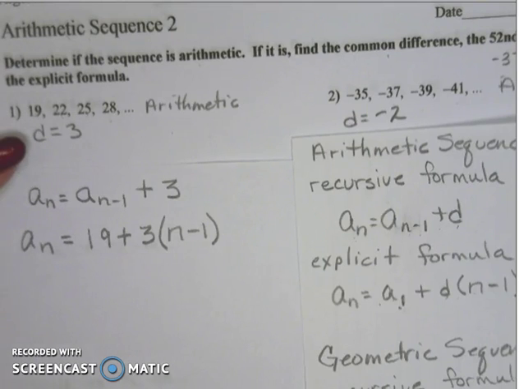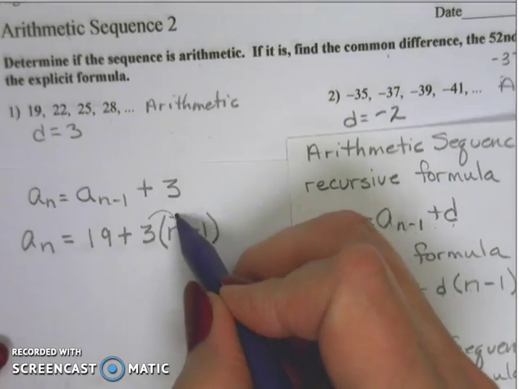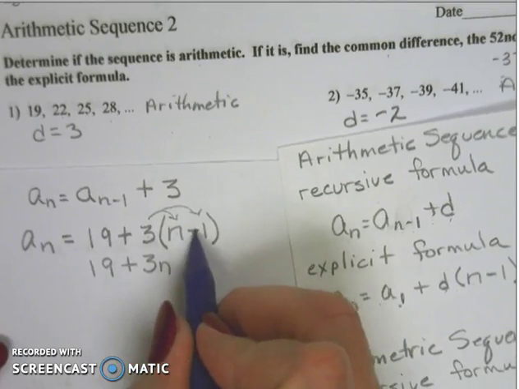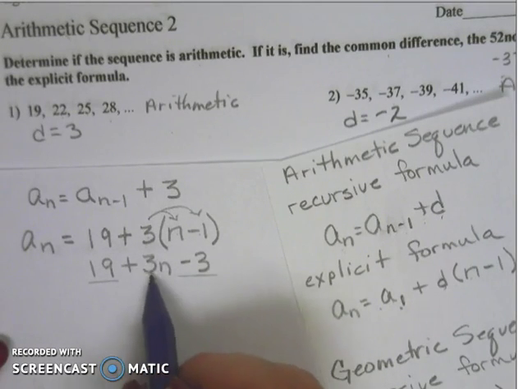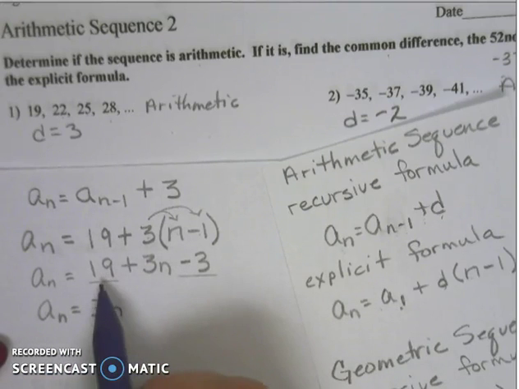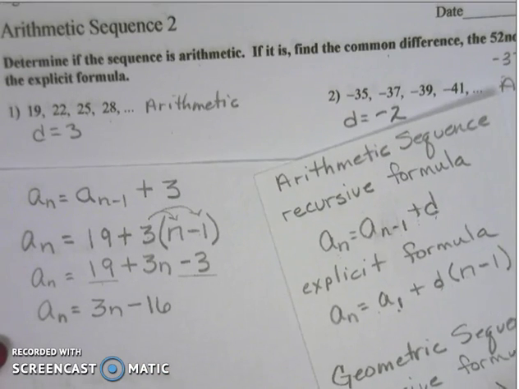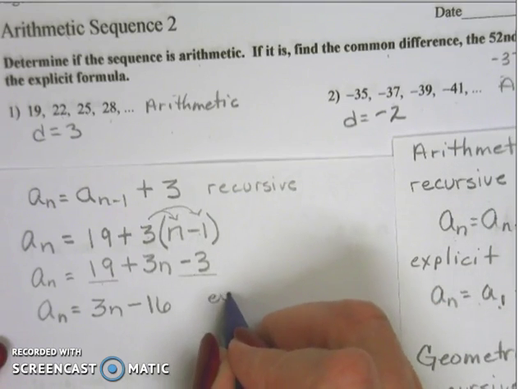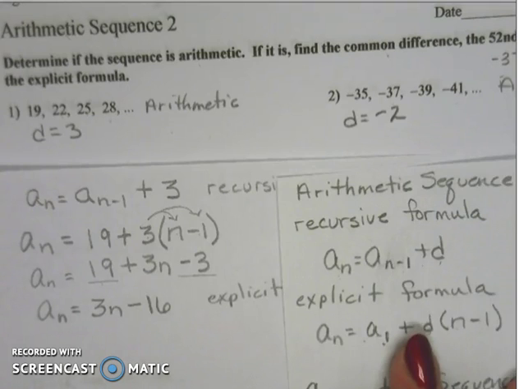It is not simplified. I expect that you should simplify your equations whenever possible. So we need to do our distributive property. 19 plus 3 times n gives me 3n, and 3 times minus 1 is negative 3. Now I need to combine my like terms. This is my only term with a variable, so that's my 3n. I'm going to bring it down. Then I combine 19 minus 3, which is 16. By doing this, I have written my recursive formula and my explicit formula, using the formulas that you've been given.